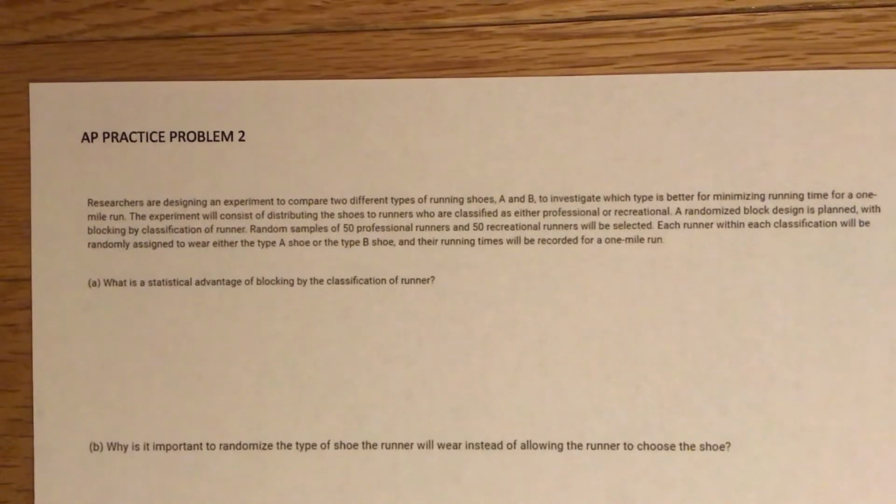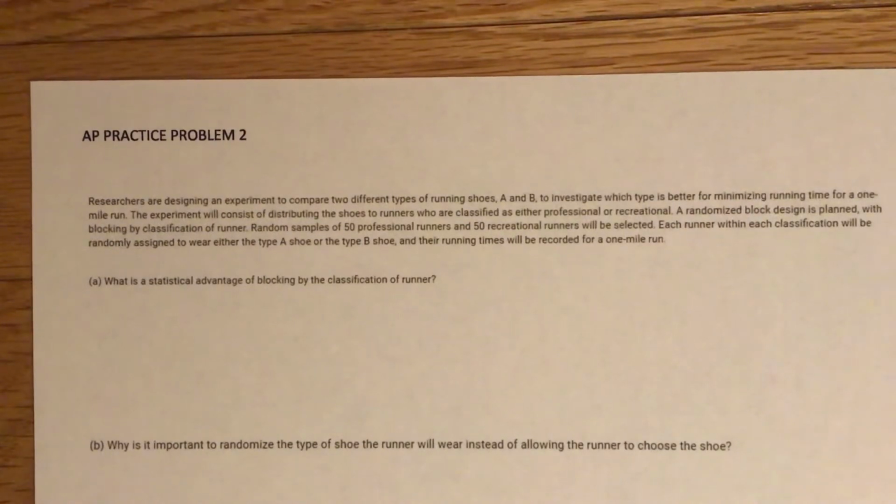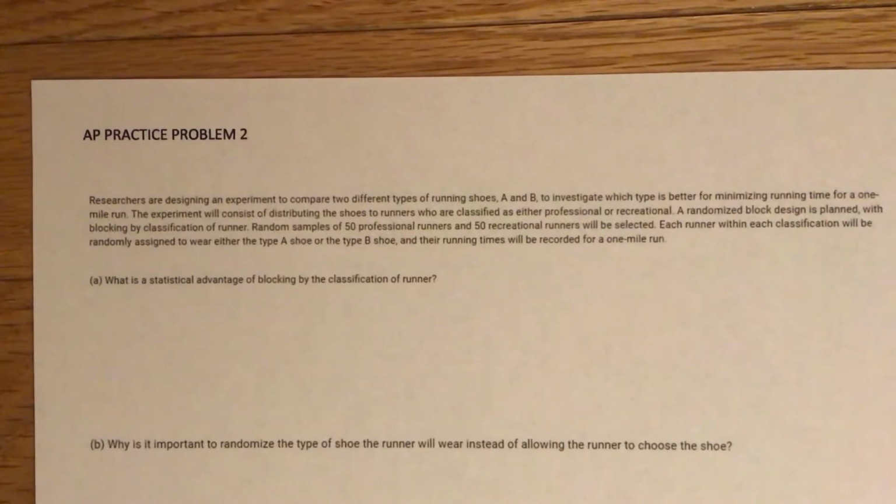Remember, blocking just means, well, we have two different types of people, and we're afraid that those different types will affect the experiment. So we're going to separate them out. That way, differences in those people won't affect the experiment, because we basically know there's different types of runners, so we don't want that interfering with the shoe results. They take 50 professional runners, 50 recreational runners, and they're each randomly assigned to wear one of the types of shoes. And remember, the randomization is the best way to sort of sift this out.